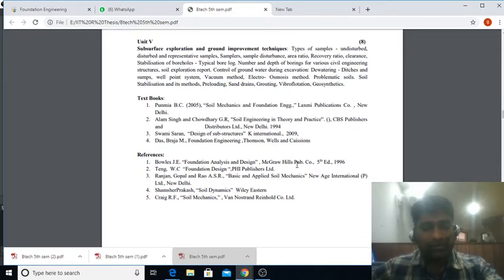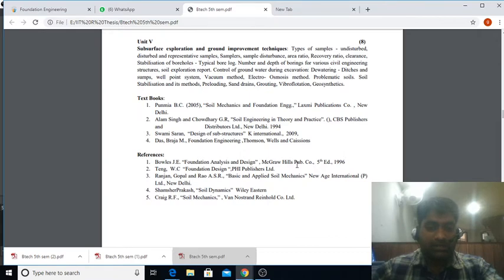and a few very good reference books, or I should suggest some international authors also, that is Foundation Analysis and Design by J.E. Bowles, published by Tata McGraw Hill. You should prefer the latest edition of this book. Second reference is W.C. Teng, Foundation Design, published by PHI Limited. Gopal Ranjan and A.S.R. Rao, Basic and Applied Soil Mechanics by New Age International Limited.